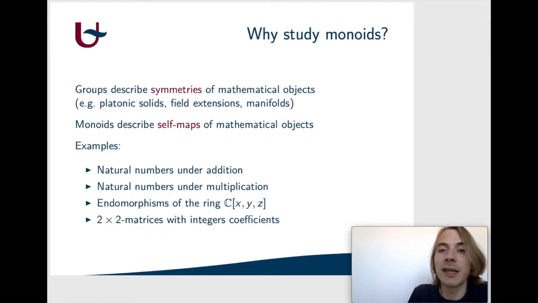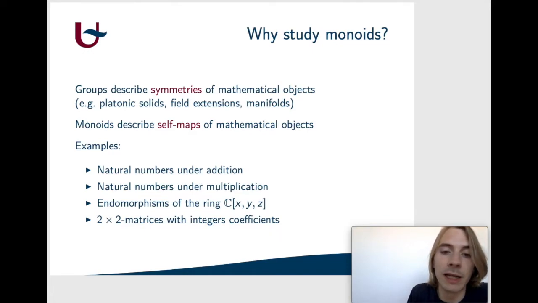So why would you study monoids? Groups describe symmetries of mathematical objects, and monoids describe self-maps of mathematical objects, so maps from an object to itself that preserve some structure. And here are some examples of monoids.